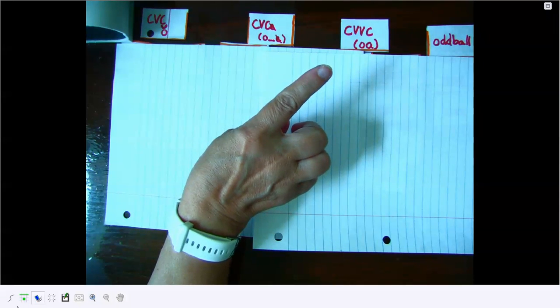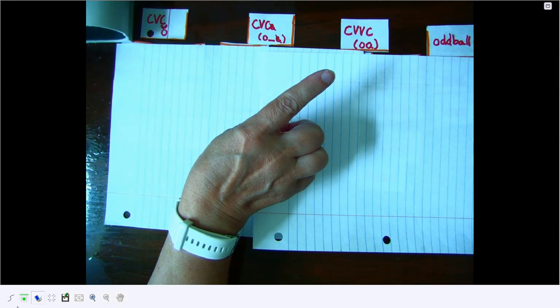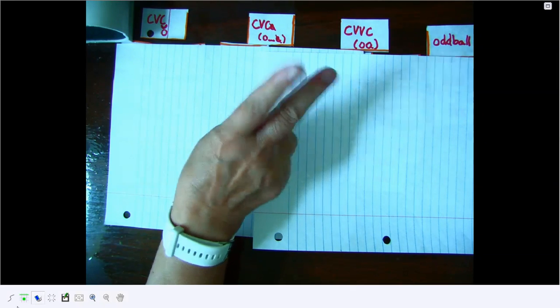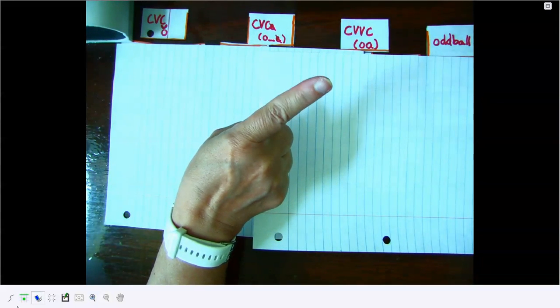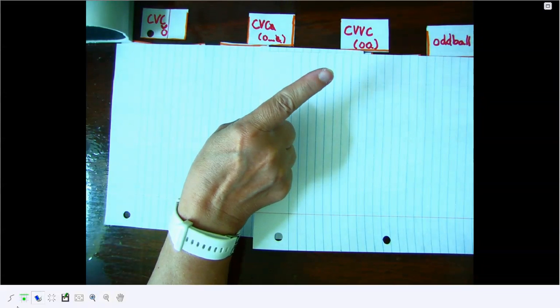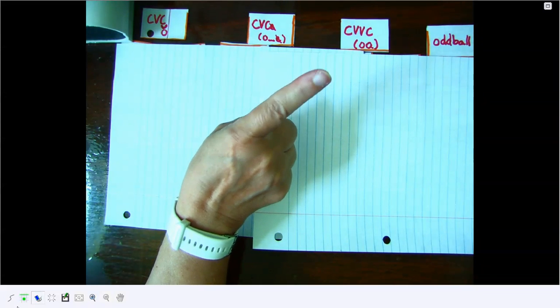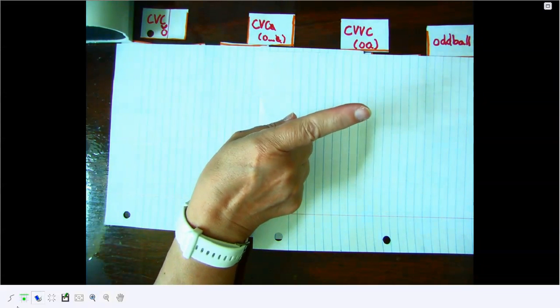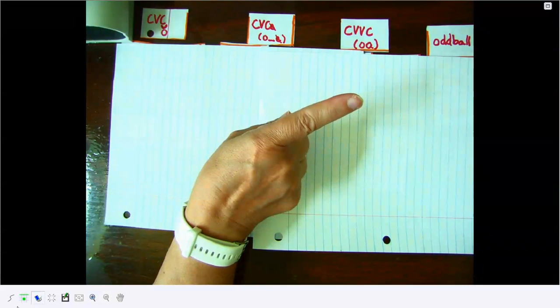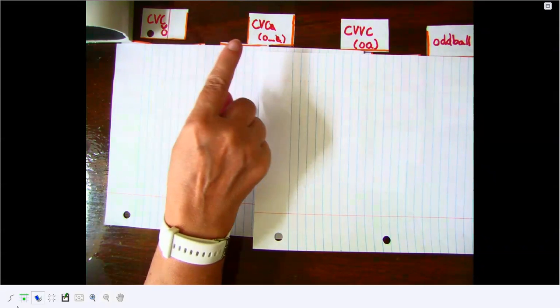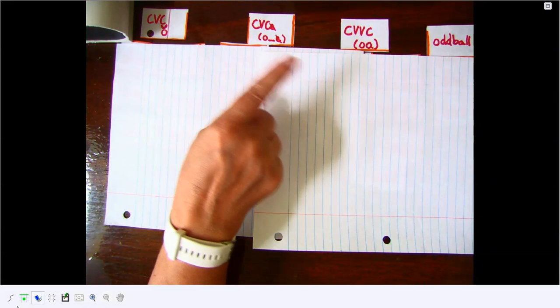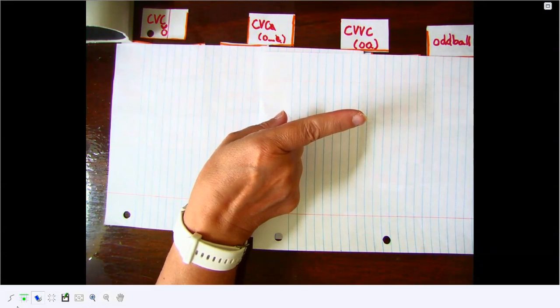And our CVVC pattern, the two vowels in the middle, our OA pattern, gives us a long O because when two vowels go walking, the first one does the talking and it says its name. So it says O. Now, we also have that little oddball there at the end. We have two words there, and they are making the short O sound, but they have a silent E at the end, which means they are breaking the rules.